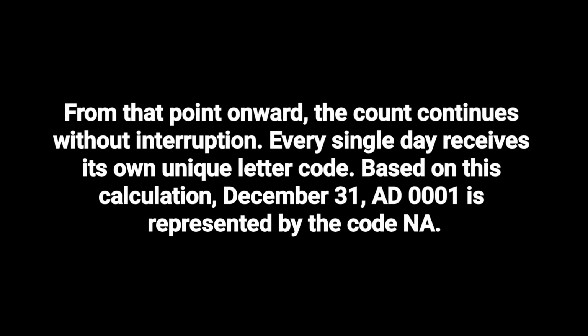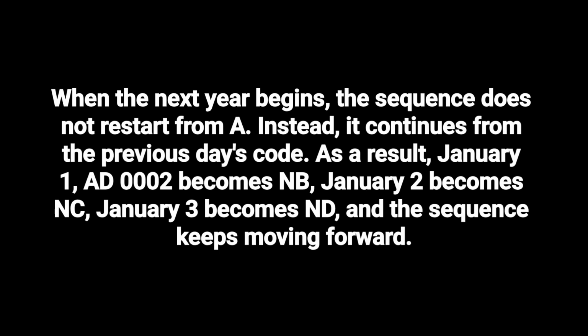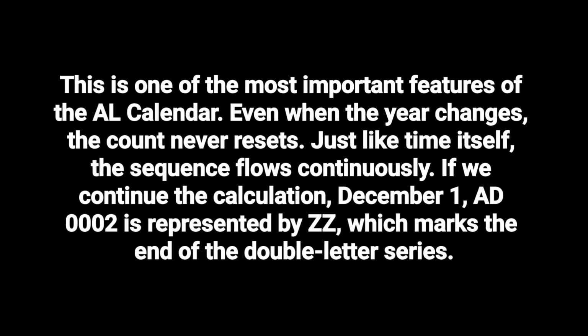Based on this calculation, December 31st, AD 0001 is represented by the code NA. When the next year begins, the sequence does not restart from A. Instead, it continues from the previous day's code. As a result, January 1st, AD 0002 becomes NB, January 2nd becomes NC, January 3rd becomes ND, and the sequence keeps moving forward. This is one of the most important features of the AL calendar. Even when the year changes, the count never resets. Just like time itself, the sequence flows continuously.